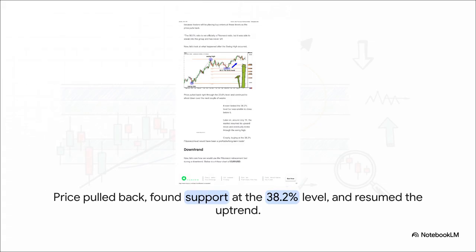And now for the moment of truth. Look what happened next. After hitting that swing high, the price started to fall. It pulled back, blew right past the 23.6% level, and came right down to the 38.2% line.